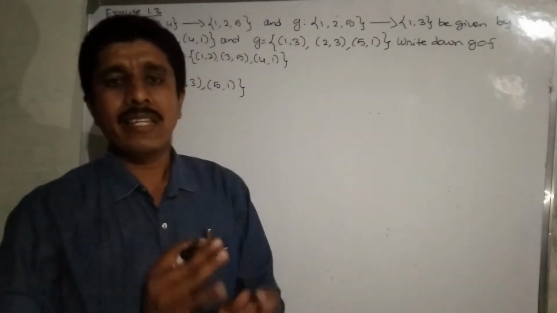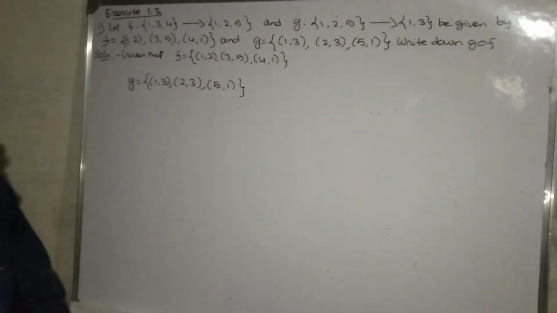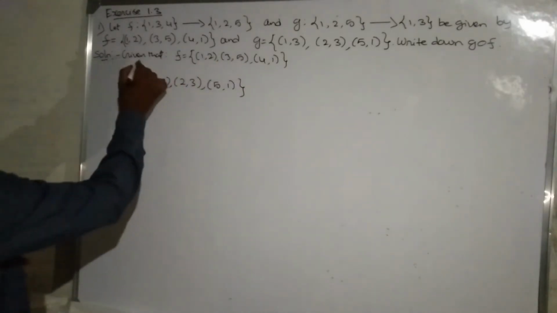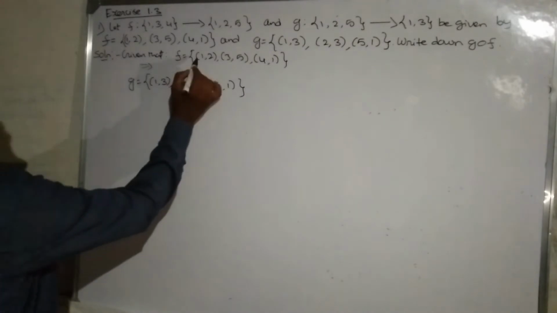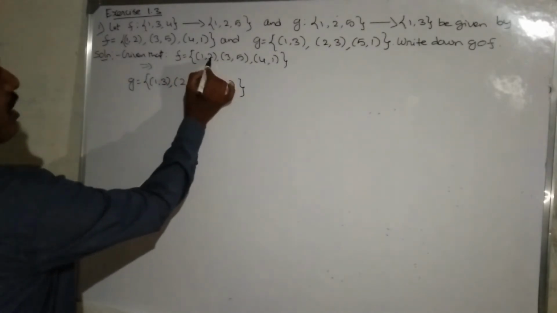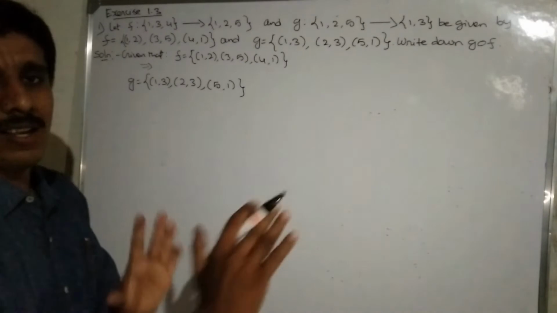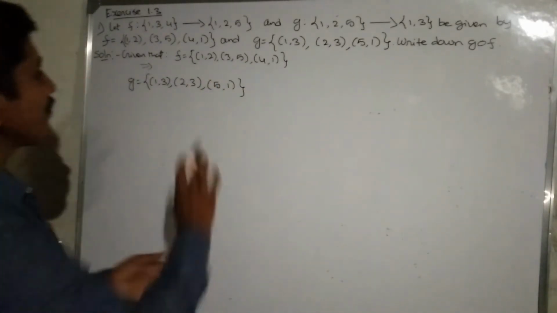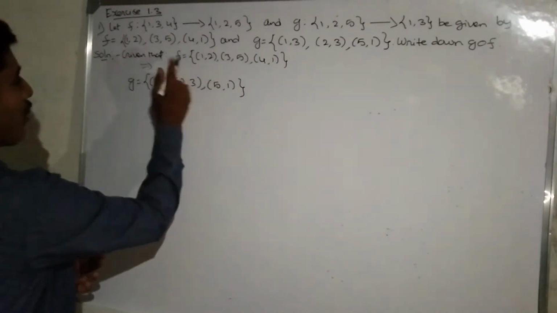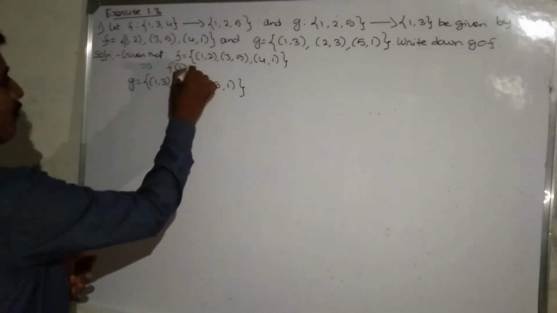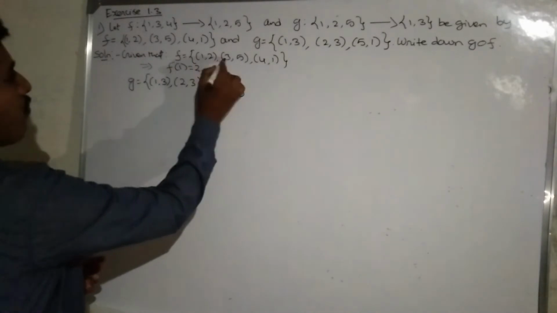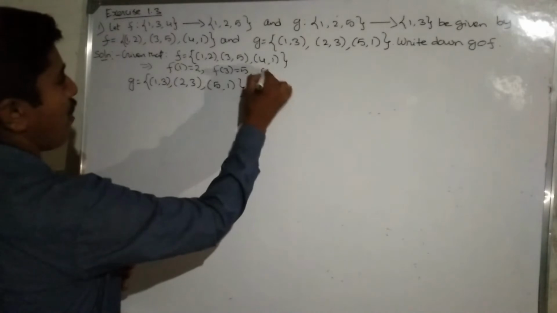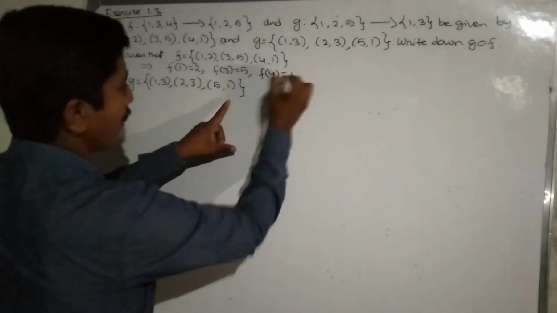We have to write gof here. Shall find that for the f function defined like this, correct? This can be written as follows. This is the domain element, range element. First elements of the ordered pairs belong to the domain, and second elements of the ordered pairs belong to the range. This can be written as f of 1 equal to 2. F of 3 equal to 5. F of 4 equal to 1.